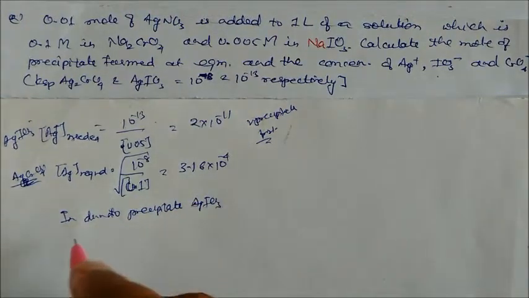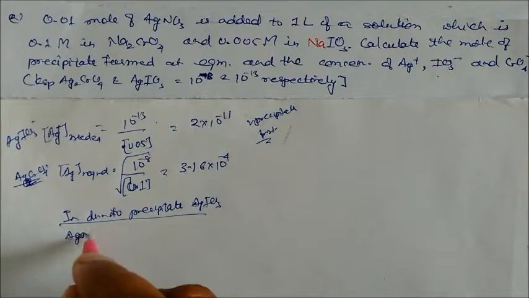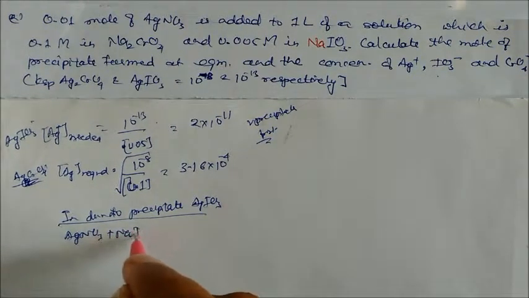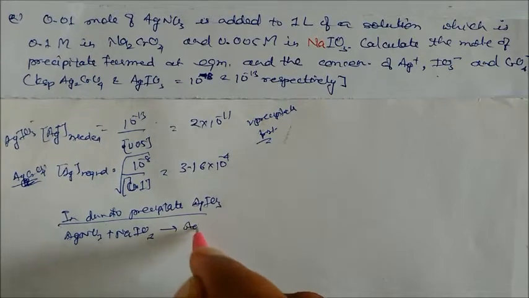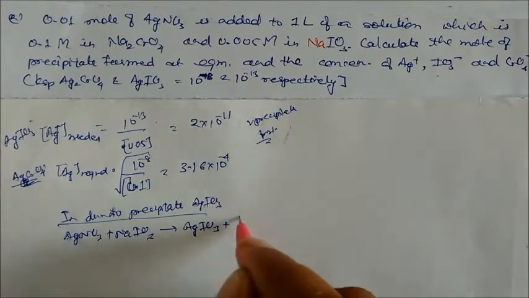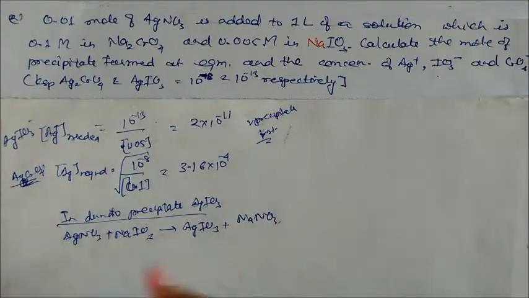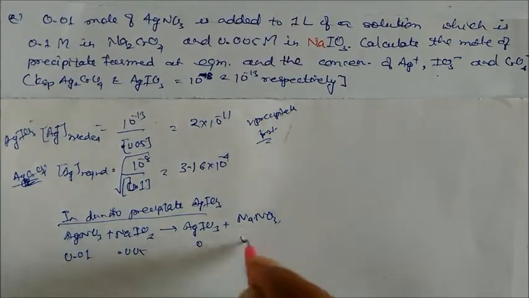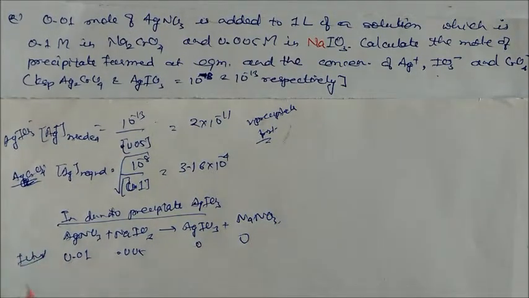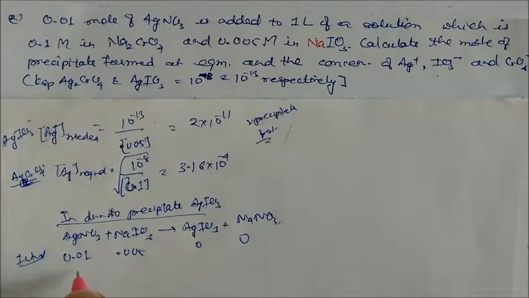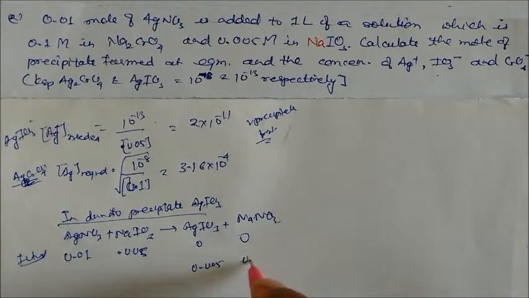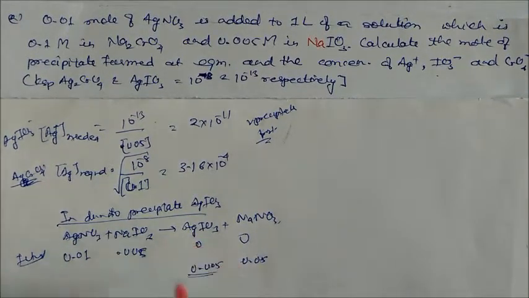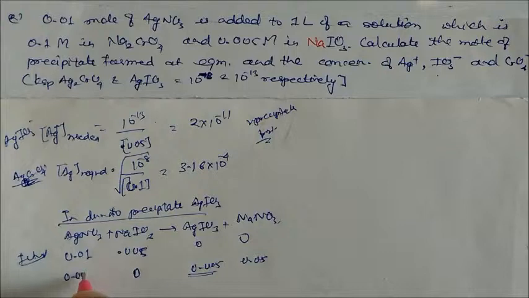In order to precipitate AgIO3, we can write silver nitrate reacts with sodium iodate, giving silver iodate plus sodium nitrate. Initially the concentration was 0.01, here the concentration is 0.005, and this will be 0 initially. After the reaction this becomes 0.005, this will also be 0.005, and we get the concentration of silver iodate, and this will be 0.